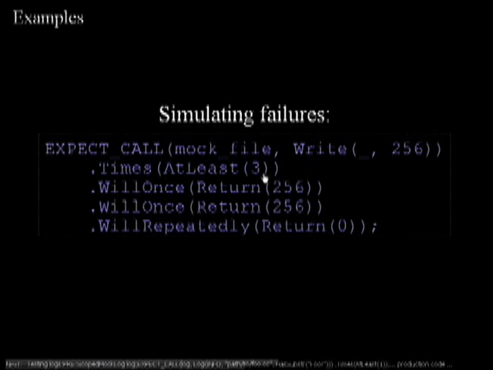Then you want this method to return 256 the first time and the same the second time. However, from the third time on, you want it to return 0, meaning that it cannot write any byte to the disk. That's how you simulate an error. Then with this in place, when you execute your production code, it will actually see a 0 returned from the file object, and the error handling path will be executed, and you will be able to verify whether it does the right thing.